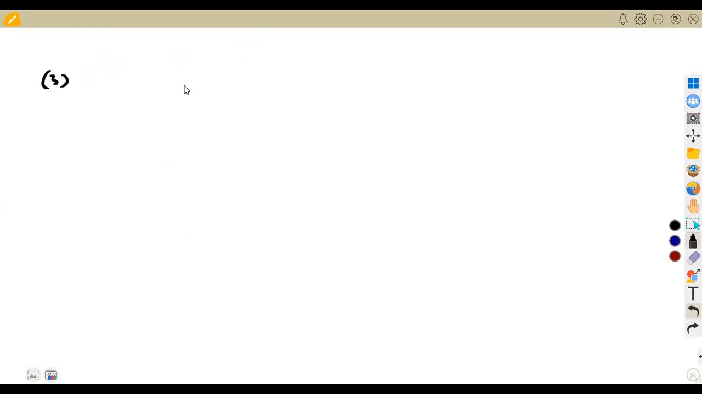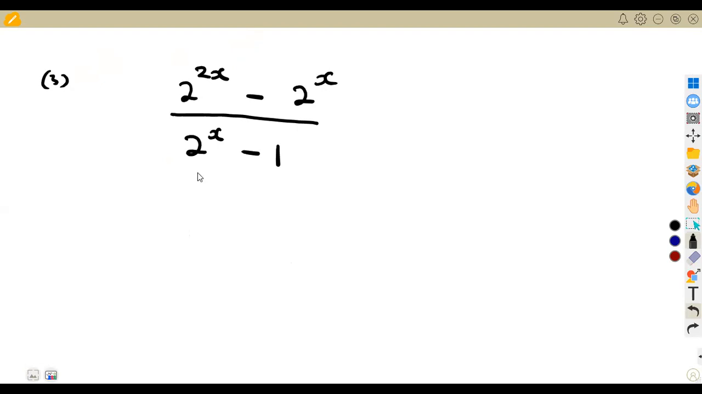Let's say again, you're asked to simplify 2 to the exponent of 2x minus 2 to the exponent of x, everything over 2 to the exponent of x minus 1. Okay, a tricky question, very, very tricky. All right, let's see. I can see that, yes, I've got a 2 to the exponent of x here. I also have, or I can have it here. What does it mean here?